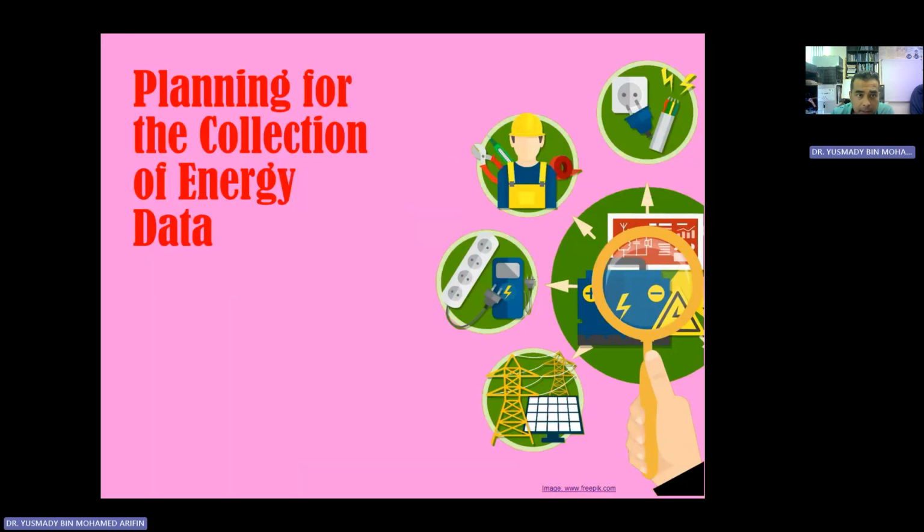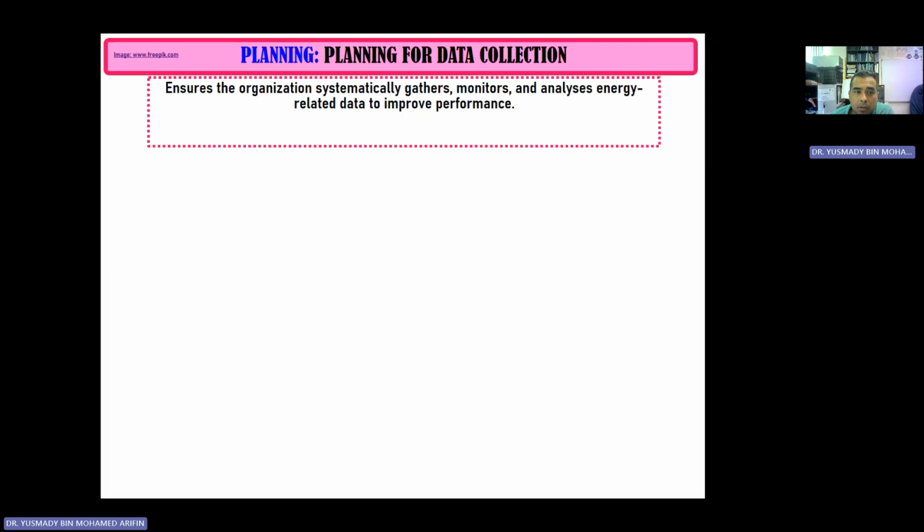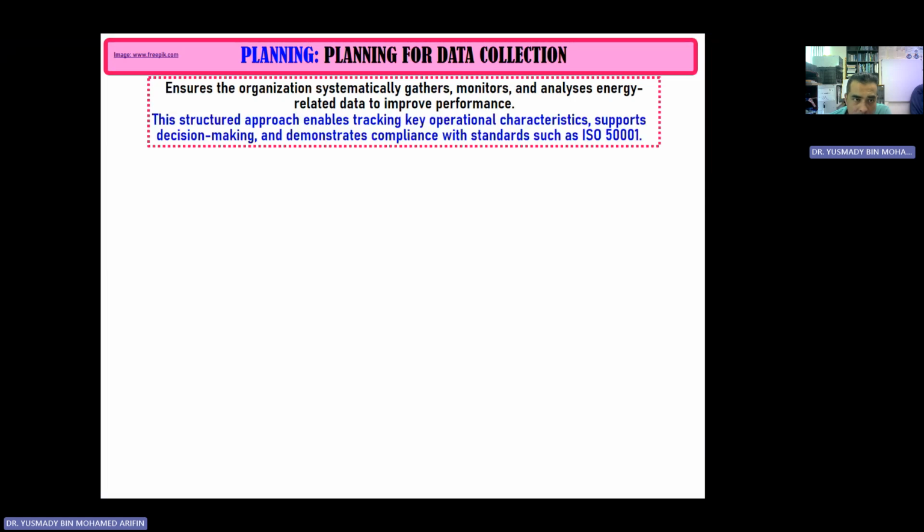Okay, the last section for this topic, chapter number 5, part number 2, is about planning for the collection of energy data. Okay, so for this step, we want to ensure the organization systematically gathers, monitors, and analyzes energy-related data to improve performance. This structured approach enables tracking key operational characteristics, supports decision-making, and demonstrates compliance with standards such as ISO 50001.